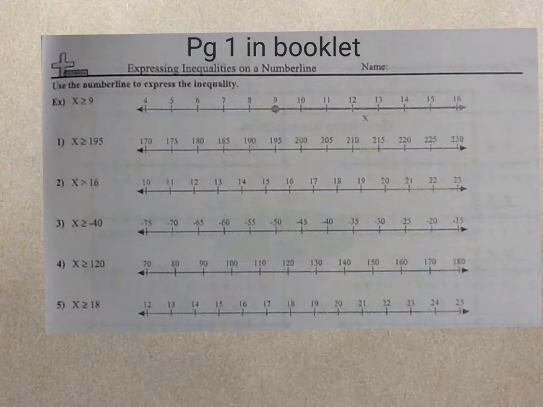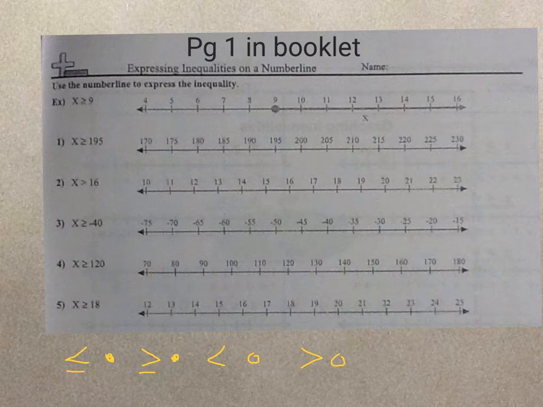Now let's graph some inequalities based on the signs that I showed you earlier. If we have a less than or equal to sign, we're going to use a closed circle. If we have a greater than or equal to sign, we're going to use a closed circle. If we have a less than sign, we use an open circle. And if we have a greater than sign, we use an open circle. So with that, let's look at number 1.